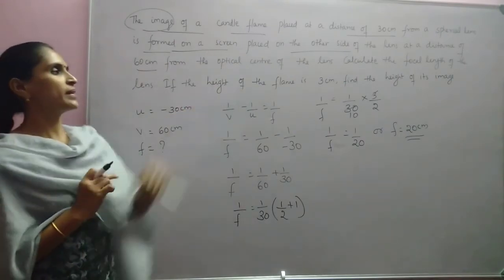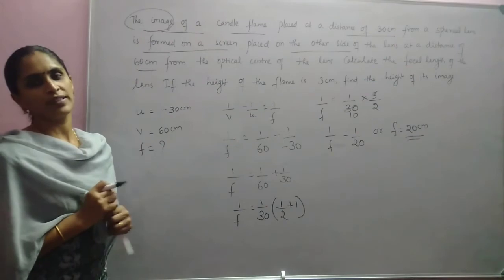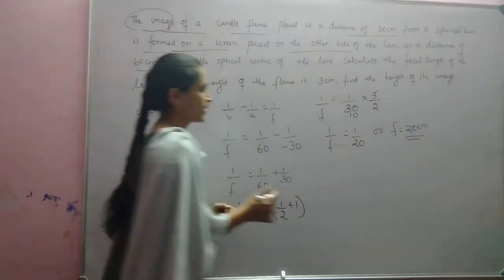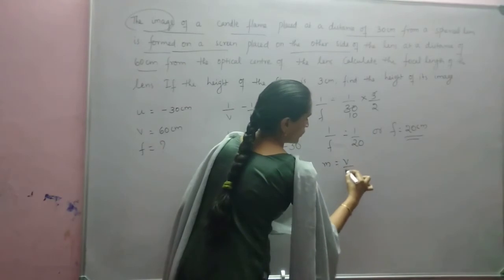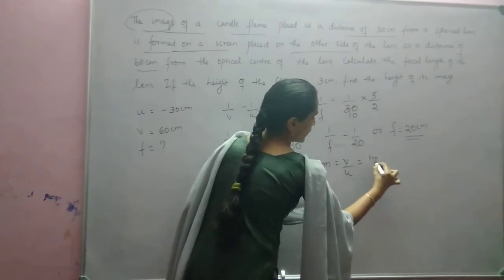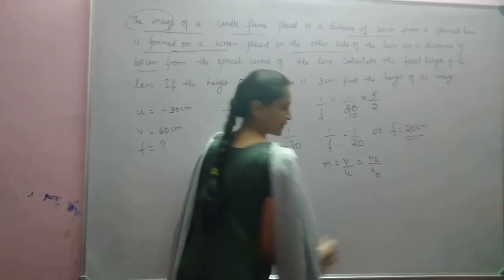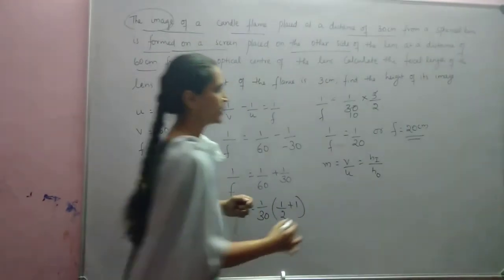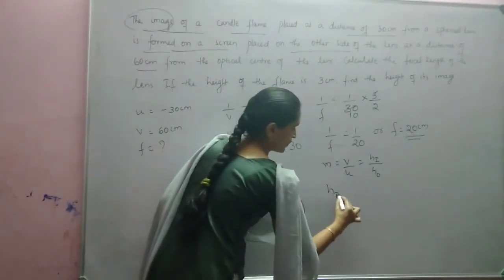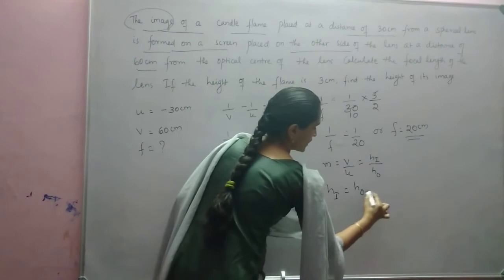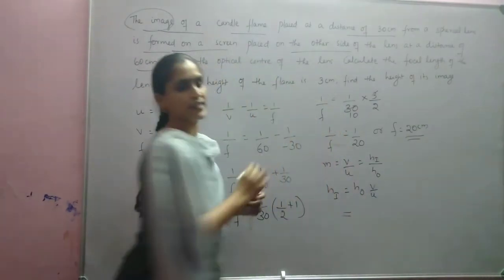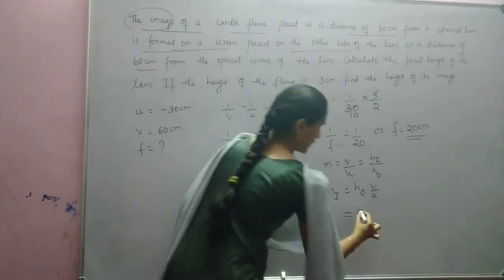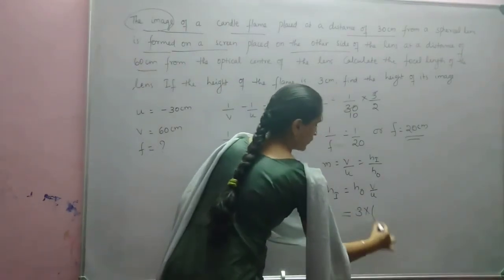Height of the flame is given. Find the height of its image. So you can write magnification is equal to V by U is equal to height of the image by height of the object. So height of the image is equal to height of the object into V by U. Height of the object is 3 cm. 3 into V. What is V?